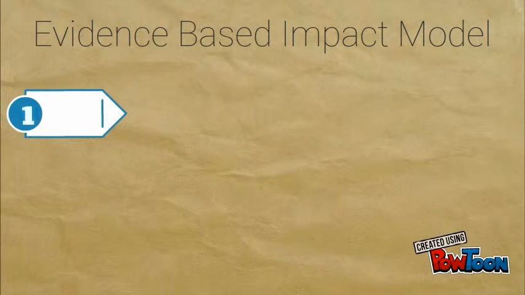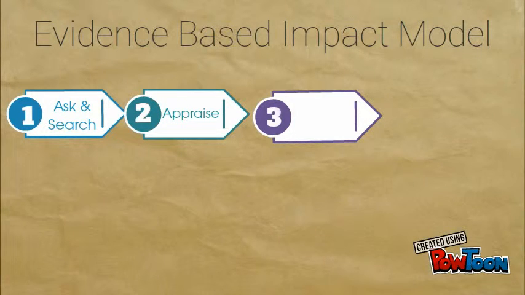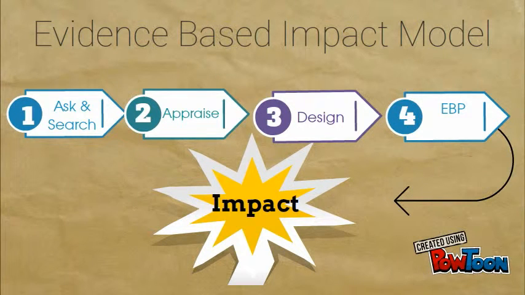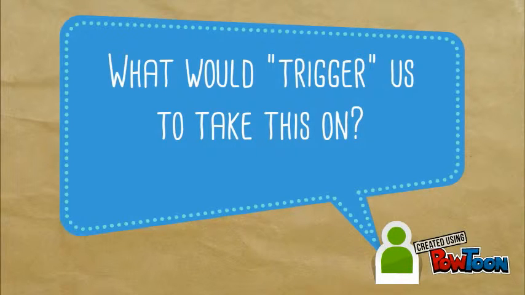The first step is ask and search. This is where we identify a topic and begin searching the pool of literature for relevant evidence. Then we'll formally appraise each piece of evidence for quality and potential bias. From there, we'll design the intervention, which is evidence-based practice, and hopefully lead us to a noticeable impact and improved health outcomes. So what would trigger or initiate us to take this on?